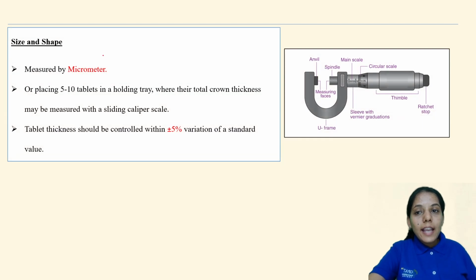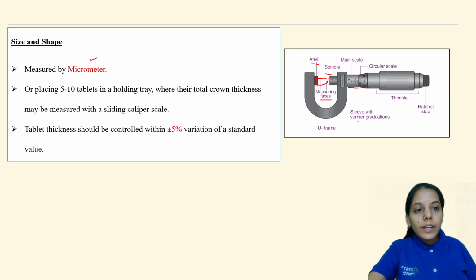First, see size and shape. General appearance is done by visual observation only. Size and shape is measured by micrometer. Remember, size and shape is measured by micrometer. This is the diagram of that micrometer. This is the anvil, this is the spindle. In between these measuring faces the tablet will be placed, and from here you will identify the reading. This is a circular scale and this is the main scale.